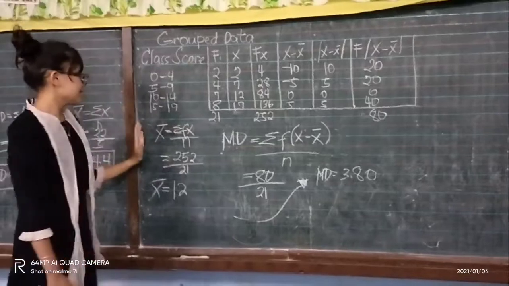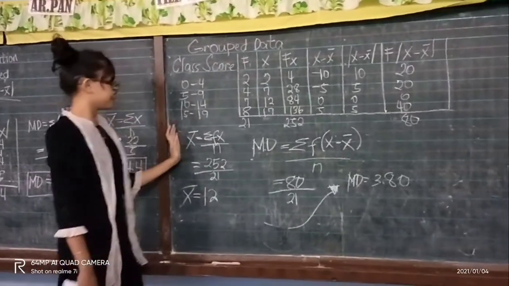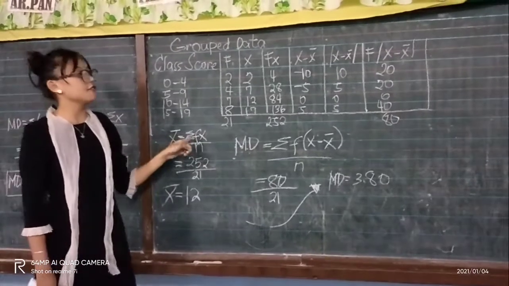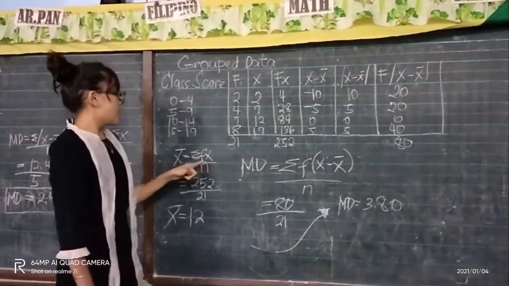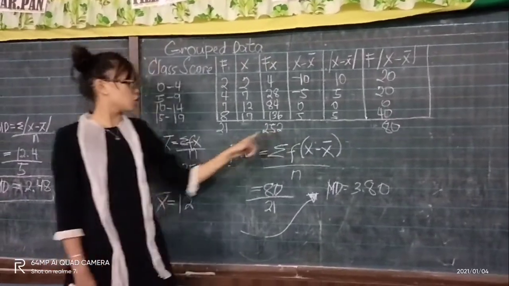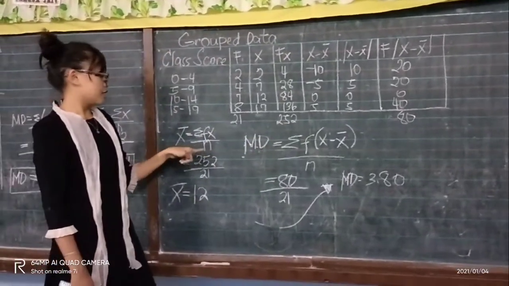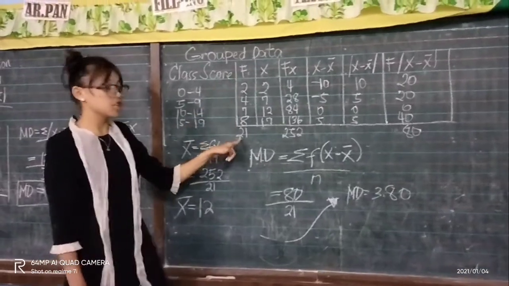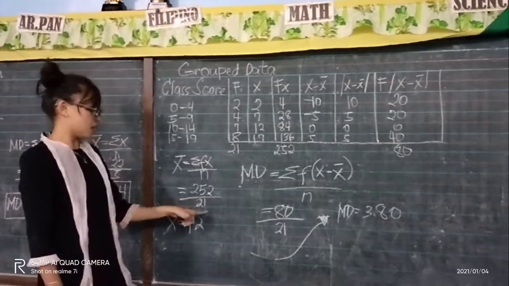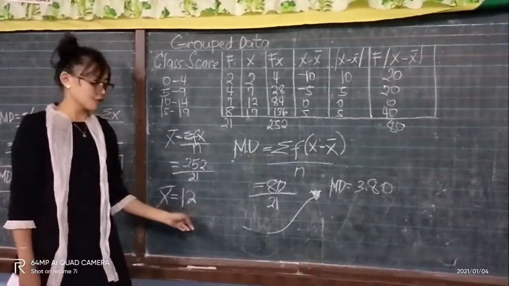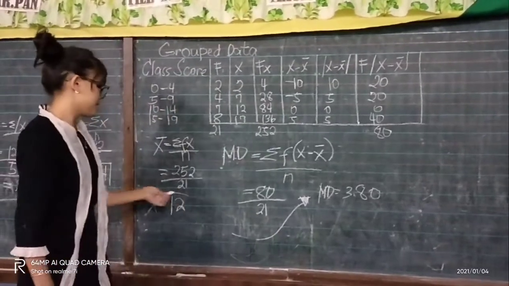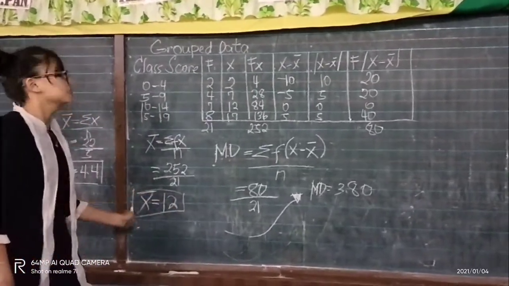So this is the formula of our mean. Mean is equal to summation of fx over n. The value of our summation of fx is 252, and the n here is 21. So 252 divided by 21 is equal to 12. So this is our mean, 12.